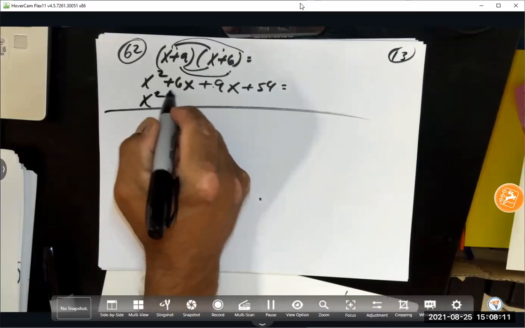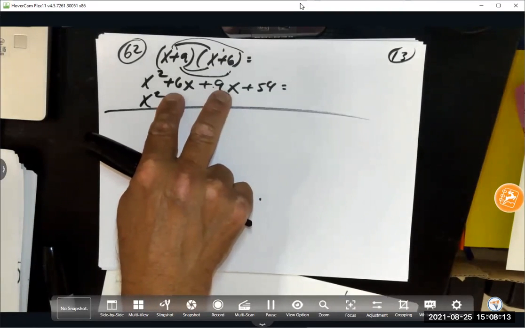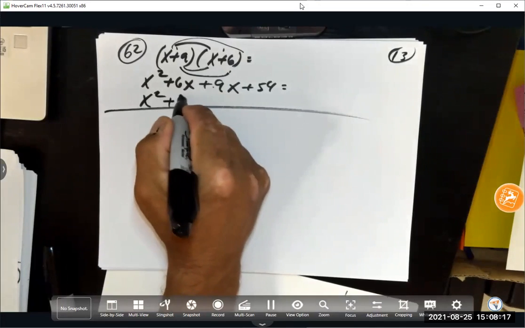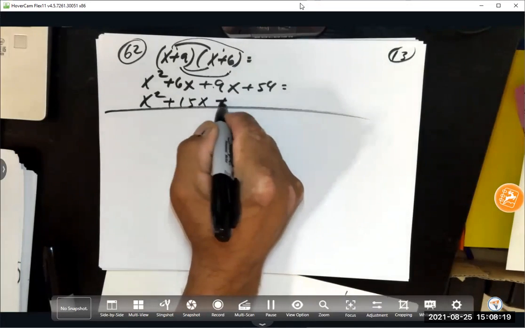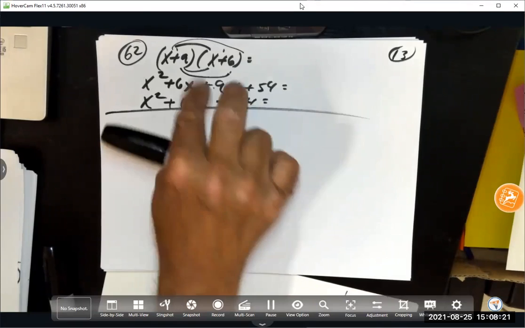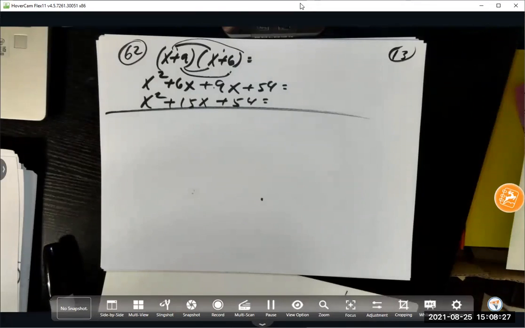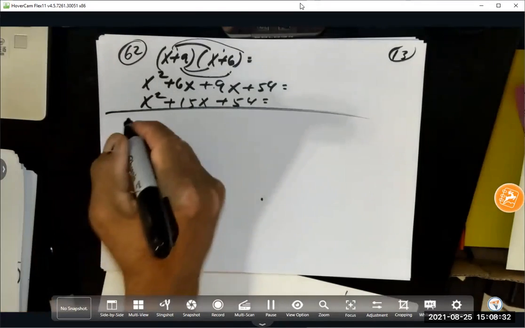X squared. What about the middle? 6x plus 9x is 15x. Is that okay? Is that all right for that one right there? Yes. All right. So now let's go to 63.